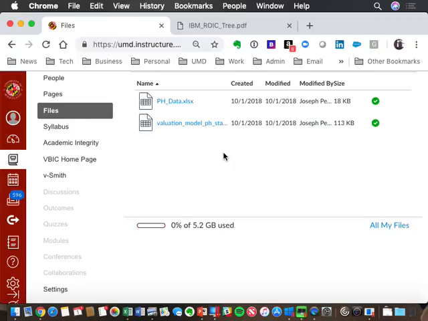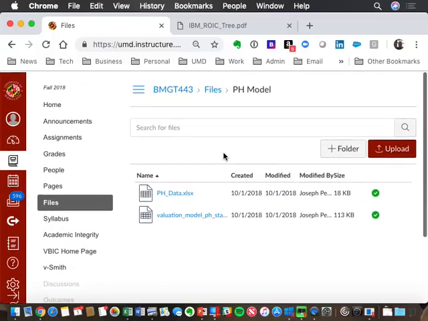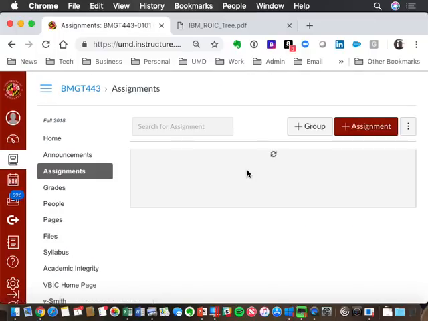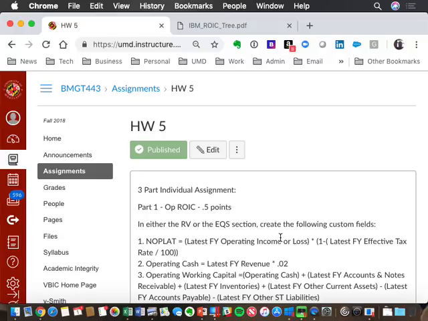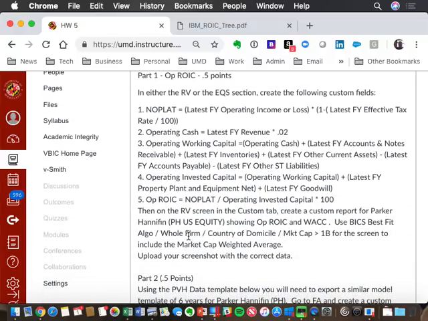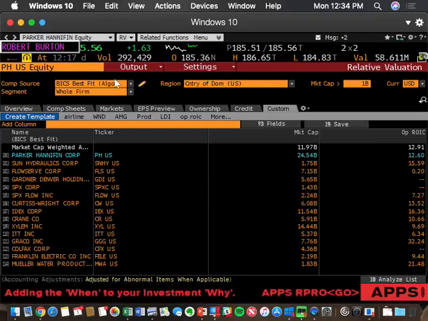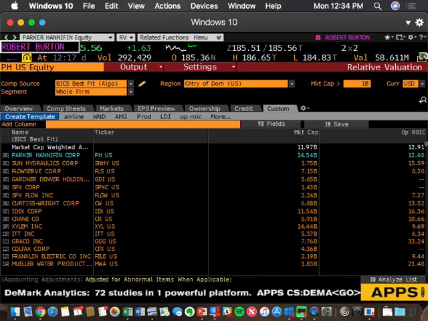While you're doing that, let's talk briefly about homework 5. Homework 5 had 3 elements. The first element was right here. You needed to calculate an operating ROIC, and I gave you a screenshot for Parker Hannifin operating ROIC using BIC's best fit algorithm, a whole firm, country domicile, market cap greater than $1 billion. If you put that in Bloomberg and typed in operating ROIC, you should have gotten 12.6% for Parker Hannifin, and the industry average would have been 12.91%.